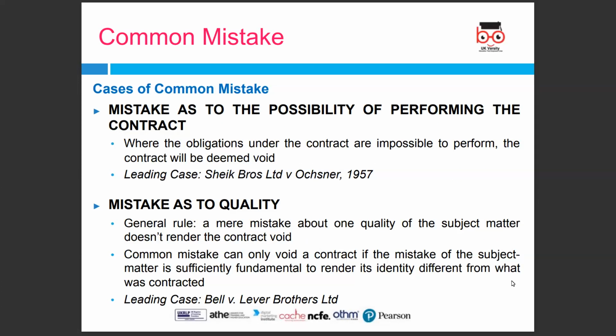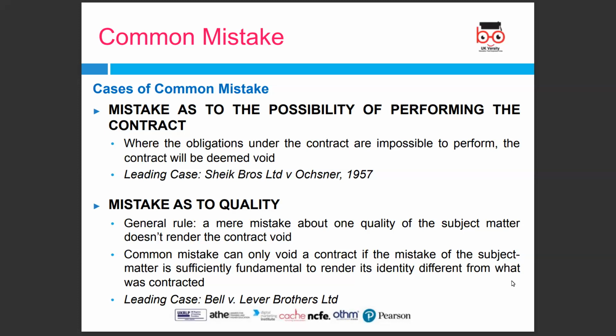Now, cases of common mistake as to the possibility of performing the contract. Where the obligations of the contract are impossible to perform, the contract will be deemed void. And the leading case in this was the case of Sheikh Bros v Ochsner, 1957, where the land was not capable of growing the crops contracted for, so the contract here was held to be void.